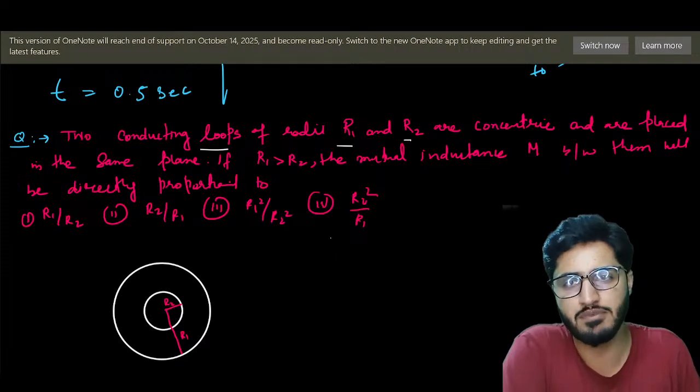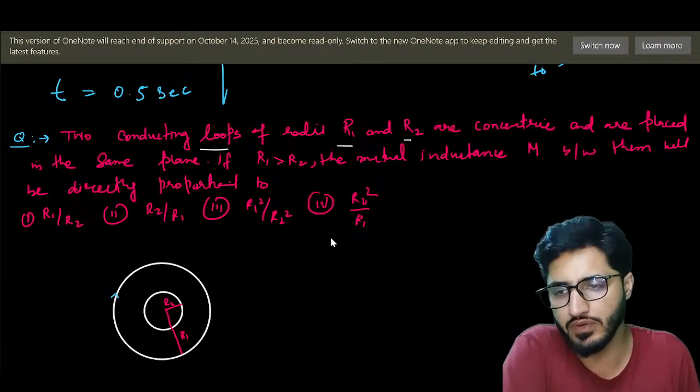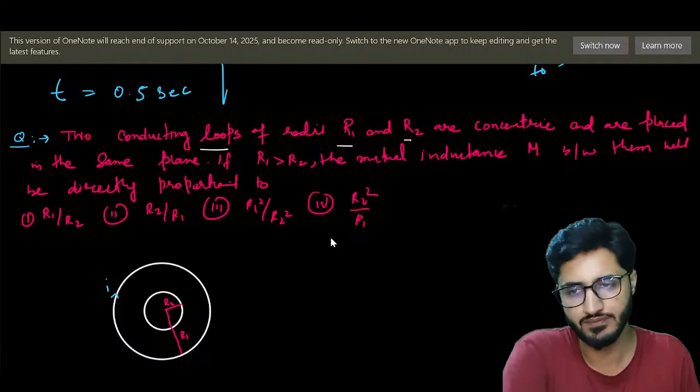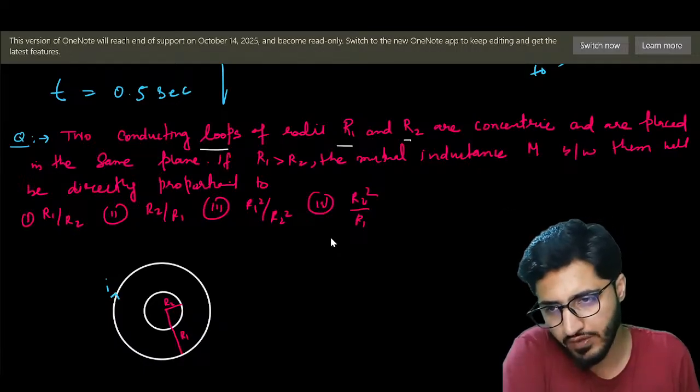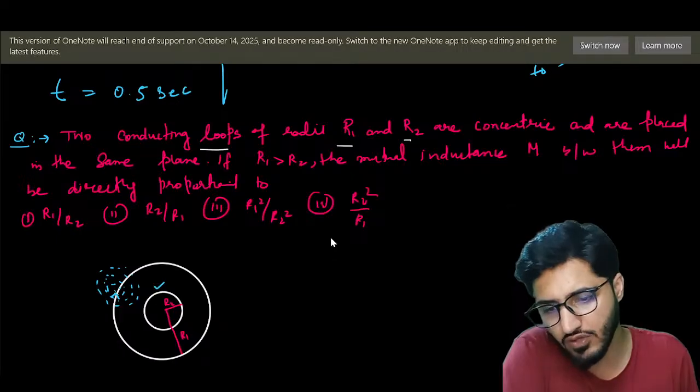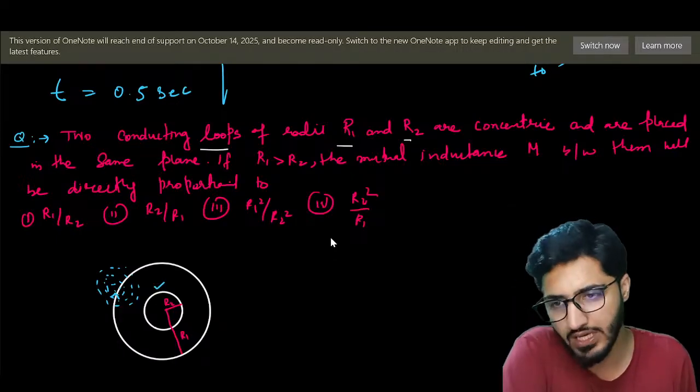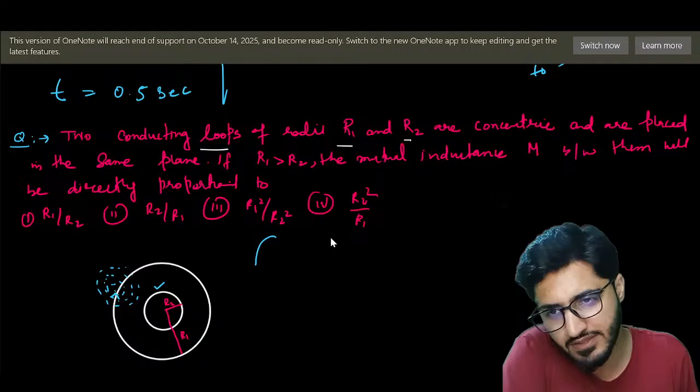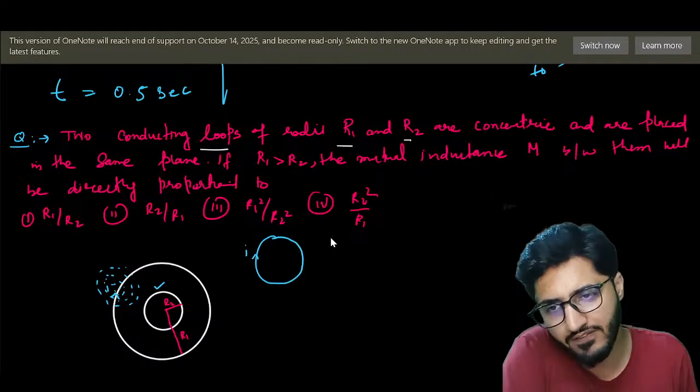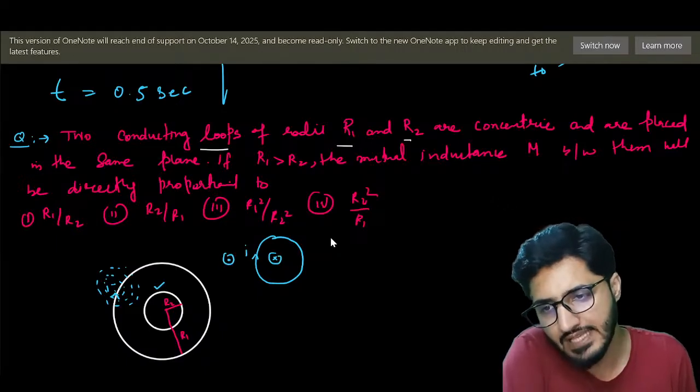Mutual inductance M is given to us. Let's suppose current I is flowing through it. If I is flowing through it, we have a magnetic field around it, which is associated with the other loop also. If this is my coil, what will be the magnetic field inside? It will be cross, and here it is dot. So inside we have a magnetic field due to this current carrying loop.